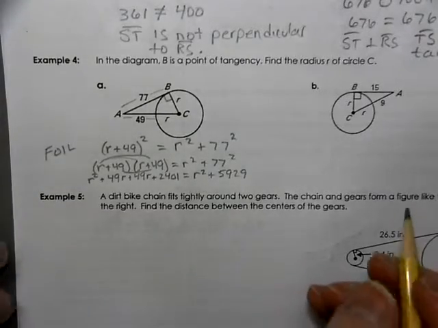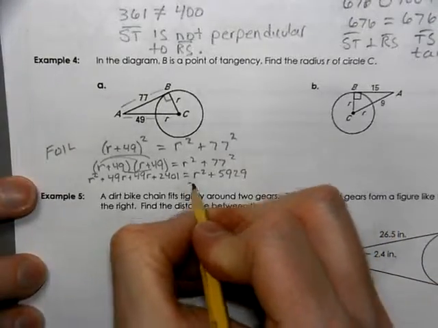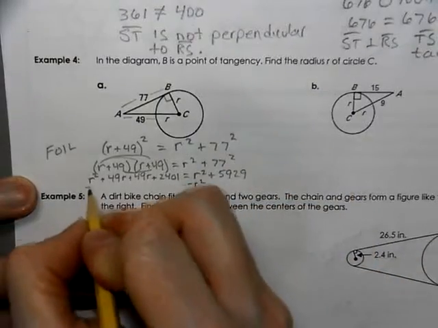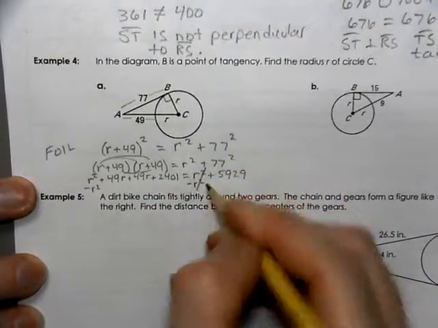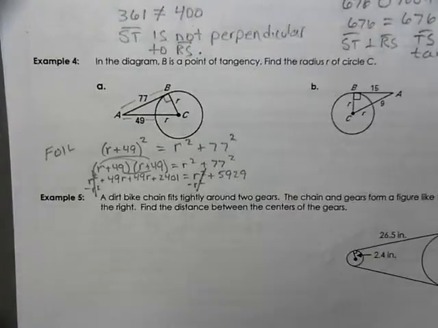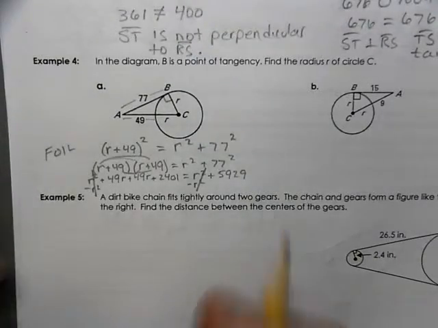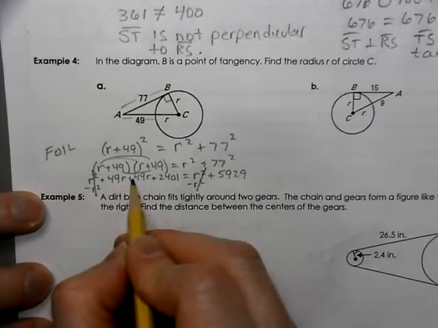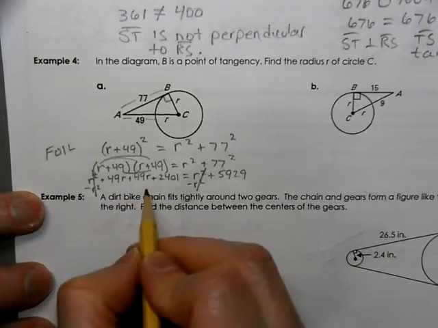So now we're going to collect like terms. We're going to subtract the r squared with the r squared. That crosses them out completely. That helps a lot. These two put together are going to add up to 98.